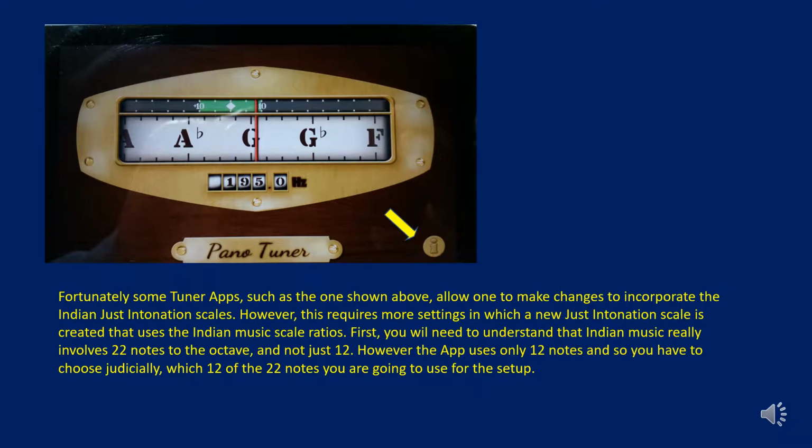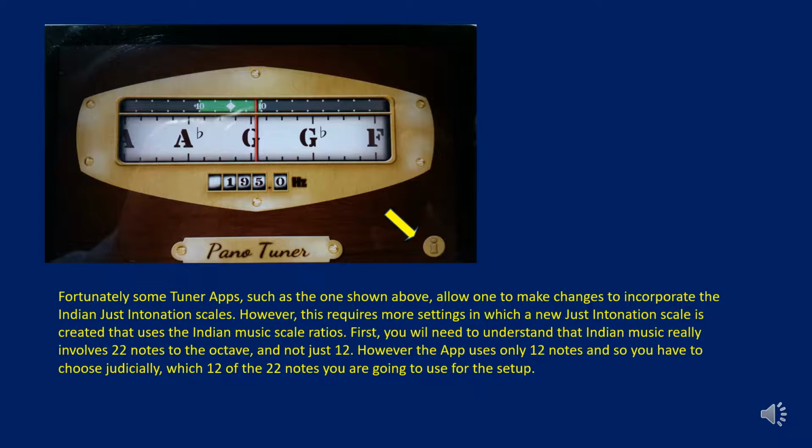Fortunately, some tuner apps, such as the one shown above, which is called Pano Tuner, allow one to make changes to incorporate the Indian just intonation scales or any just intonation scale, because you can input your own scale. However, this requires more settings in which a new just intonation scale is created that uses the Indian music scale ratios.